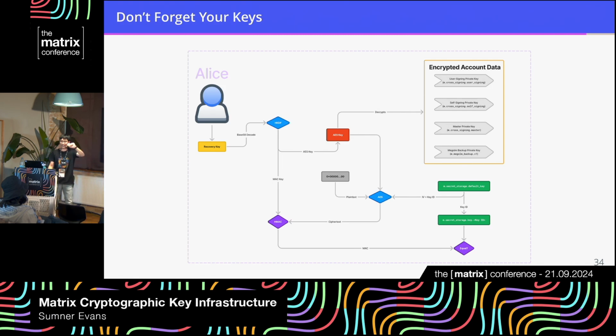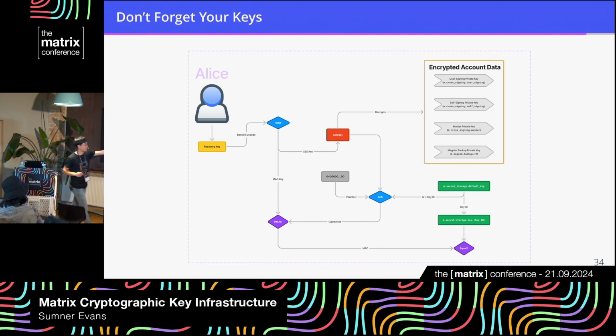Beeper specifically has lots of warnings telling you to do so, and then our users still ignore it. But that's why it's important. If you lose all your devices and lose your recovery key, all your messages are going to be encrypted forever.